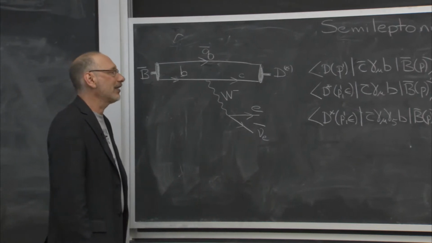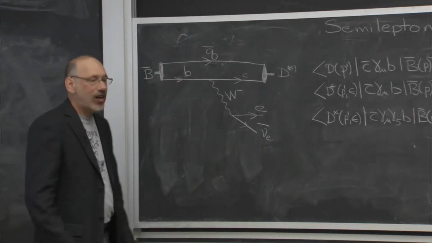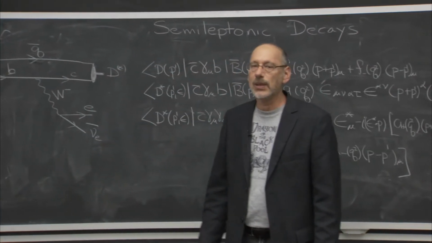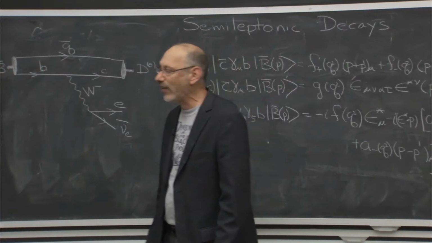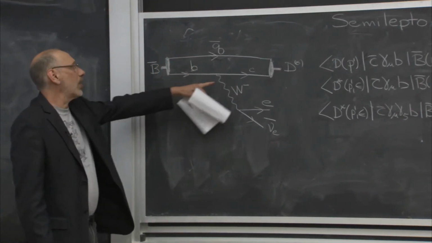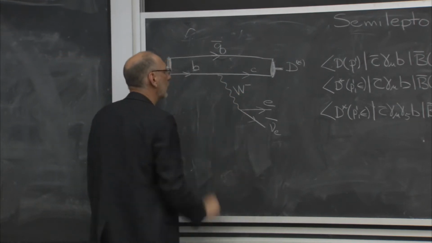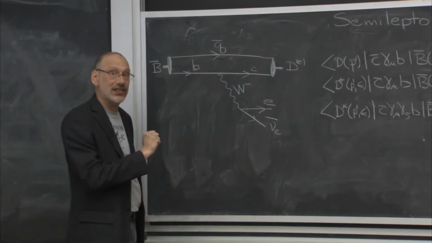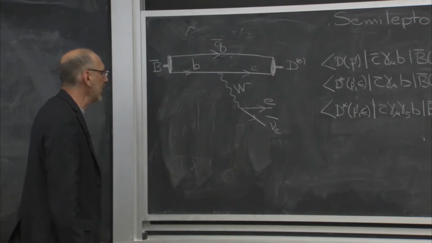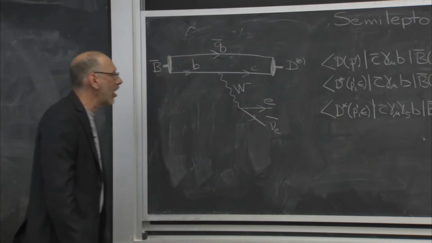A B bar meson contains a bottom quark and a light antiquark, and then all kinds of light degrees of freedom, gluons, quark-antiquark pairs. But the basic quantum numbers of the state are carried by the B quark and the antiquark. And the B quark can transition to a charm quark through the weak interactions, emitting a virtual W boson, a W minus in this case. And that W minus materializes to an electron and an antineutrino. And here we have in the final state either a D meson or a D star meson.